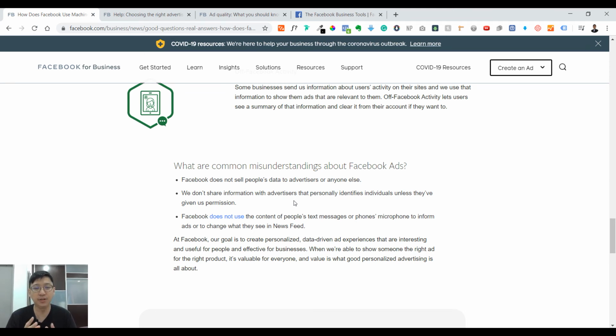And the moment you decide to be on social media, you have to expect that a part of your life, a part of your privacy, is already being exposed to all these social media platforms, be it Facebook, Instagram, or TikTok. So just be aware, it's nothing new.